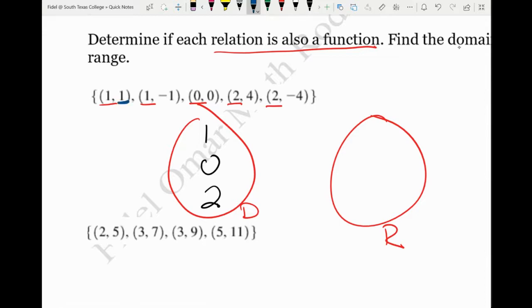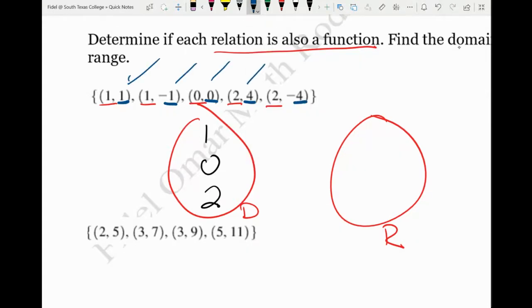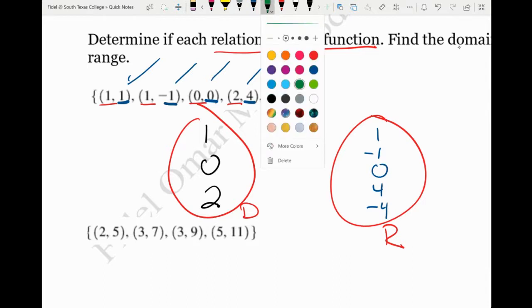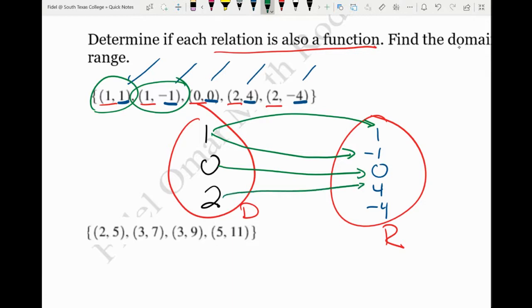And then the range are going to be the y values, okay? So I'm going to come back over here and write each of these numbers down over here. So I have 1, I have -1, we have 0, we have 4, and we have -4. And then we're going to do the same thing. We're going to play that game. Okay, so I'm going to draw little arrows. Now, what does this mean? It means that 1 hooks up with 1. What does this mean? It means 1 hooks up with -1, 0 hooks up with 0, 2 hooks up with 4, 2 hooks up with -4.